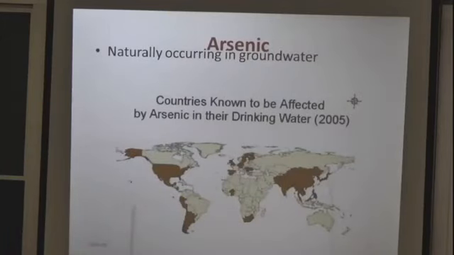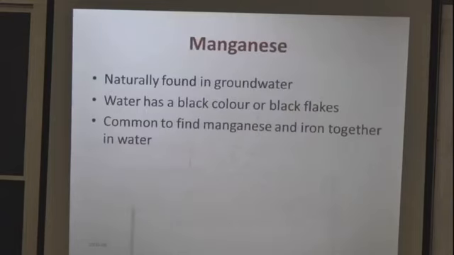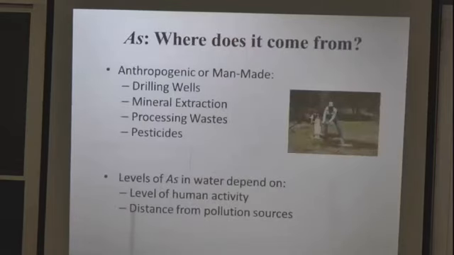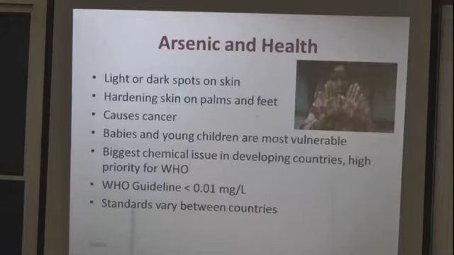Arsenic is a very alarming and threatening metal which is present in drinking water so strongly. Pakistan is also in the countries where we have arsenic here. So all those countries which are brown are having arsenic contamination. And arsenic normally comes from mineral extraction, pesticides, processes, wastes. It has very alarming effects on human health. One of the visible ones is on the skin, and cancers, and these are the WHO guidelines.